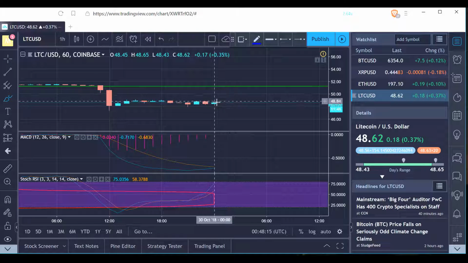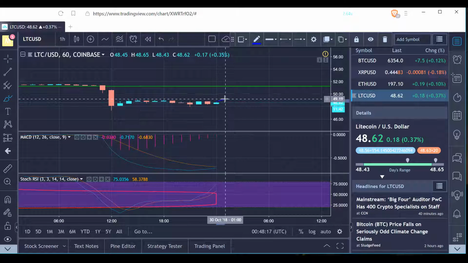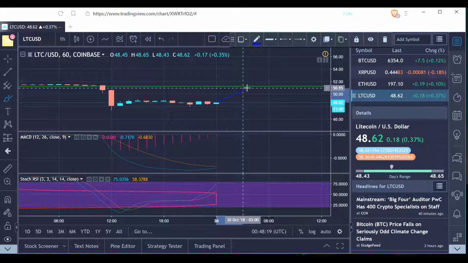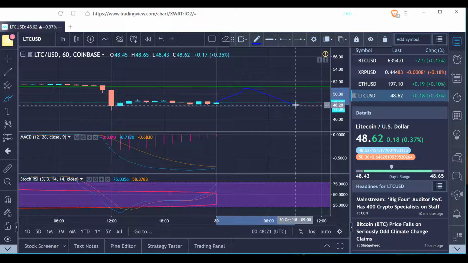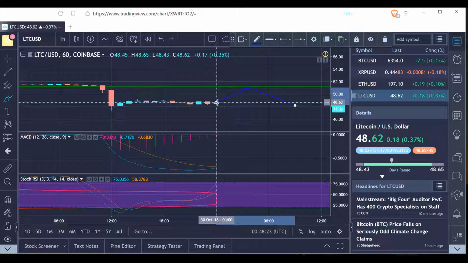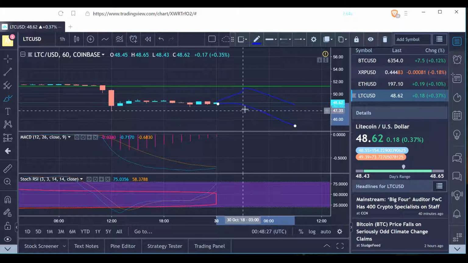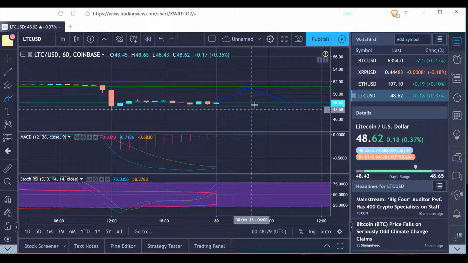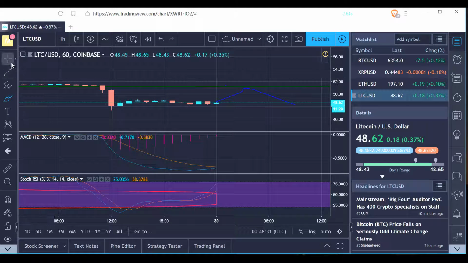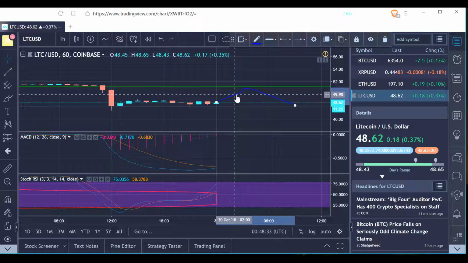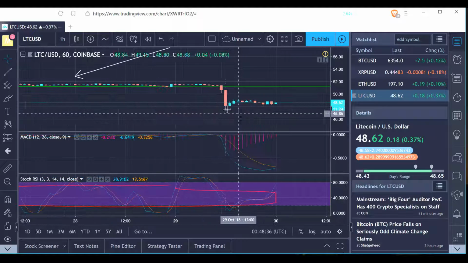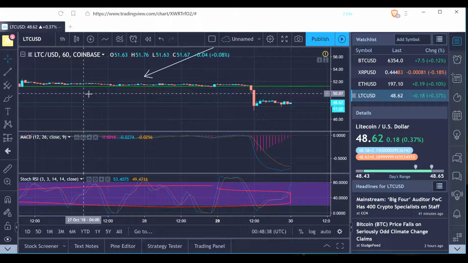Let me just draw out for you what could happen. We could actually come up here, and this might be our new level of resistance and break back down. I don't think that's going to happen. If anything, I think we're going to go sideways and probably go down like this. And I really hate saying that, you guys. But for those of you who don't hold Litecoin and want to get into Litecoin, now might be a good time to start looking at it.